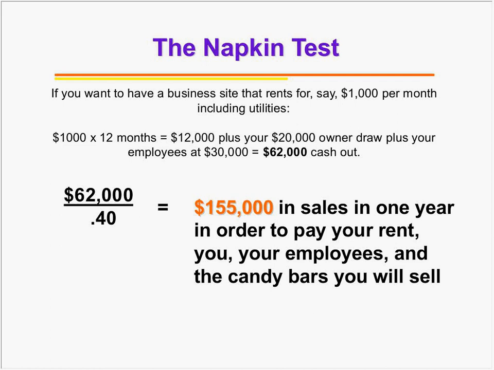So now you're spending $62,000 a year just to run the business and to get the candy bars that you need to sell. So now you do the same thing, and you divide that by your gross profit margin, and now you're going to have $155,000 in sales in 1 year in order to pay your rent, your salaries, your employees, and to purchase the candy bars that you're going to sell.